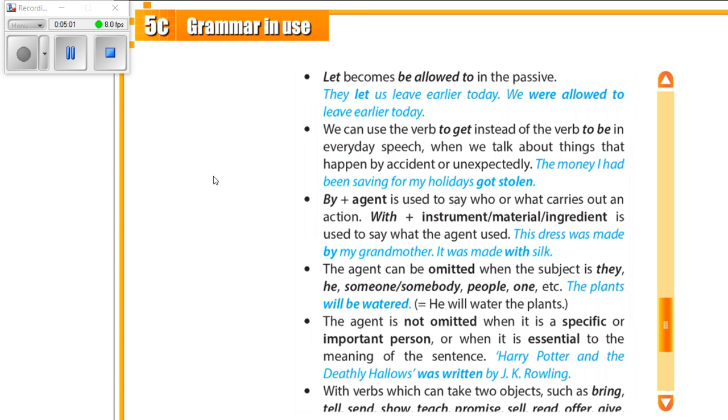Okay. By plus agent is used to say who or what carries out an action. Or with plus instrument, material, ingredient is used to say what the agent used. When I say this dress was made by my grandmother, or it was made with silk. The agent can be omitted, as I said, or deleted when the subject is they, he, someone, somebody, people, or one. This is a general subject, so we can delete it. The plants will be watered. He will water the plants. The agent is not omitted when it's a specific or important person, or when it's essential to the meaning of the sentence. Harry Potter and the Deathly Hallows was written by J.K. Rowling.